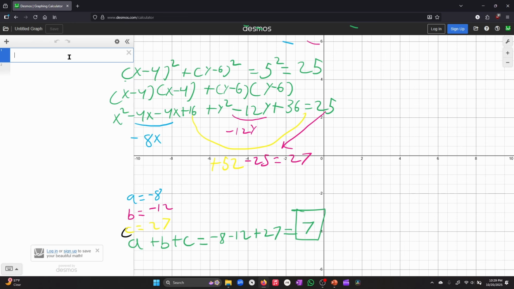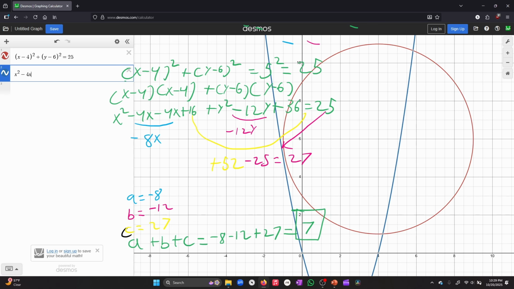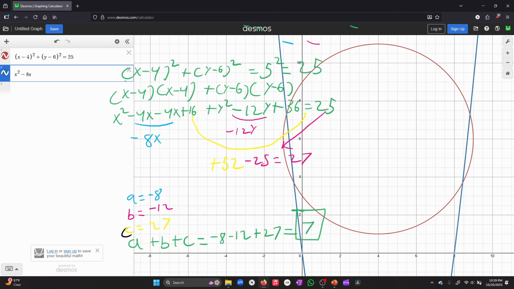And if you wanted to test it, you could test it on Desmos. Plug in the original equation, (x minus 4) squared plus (y minus 6) squared equals 5 squared. And you'll see it makes a circle in the graph with a center at (4, 6) and a radius of 5, which is how the circle equation should work. And then we're going to take the same thing and do x squared minus 8x plus y squared minus 12y, then plus 27 is going to equal 0.